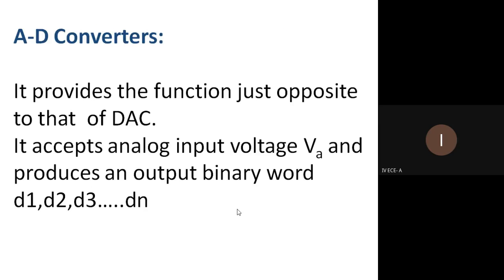Right. Next one, analog to digital converters. It provides the function just opposite to that of digital to analog converters. It accepts the analog input signal VA and produces a binary output in the form D1, D2, D3, and so on up to DN.